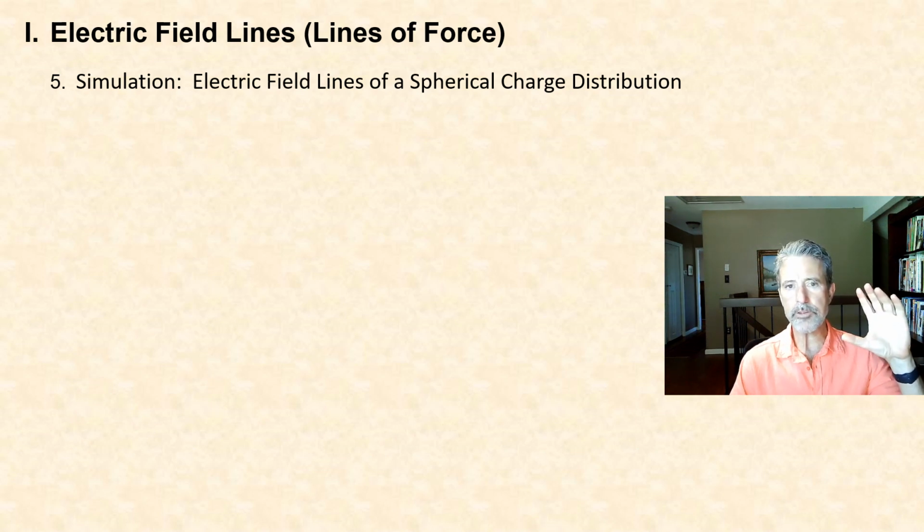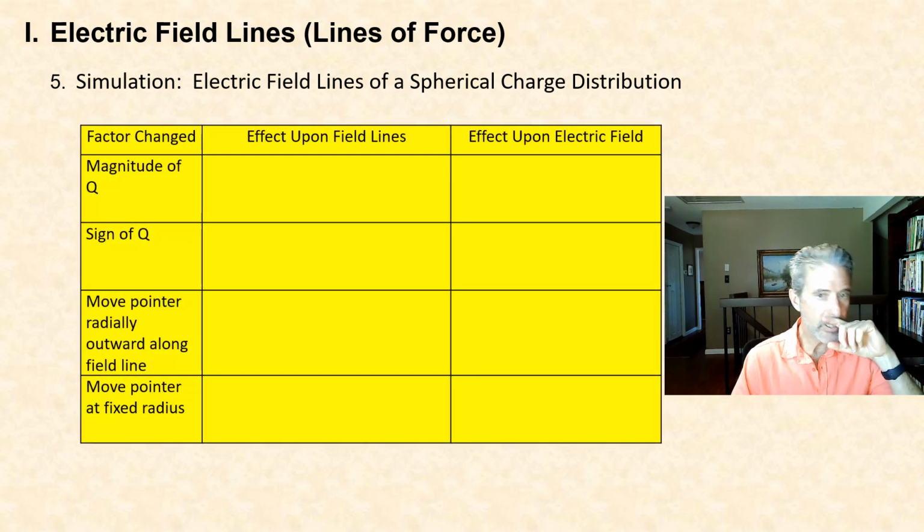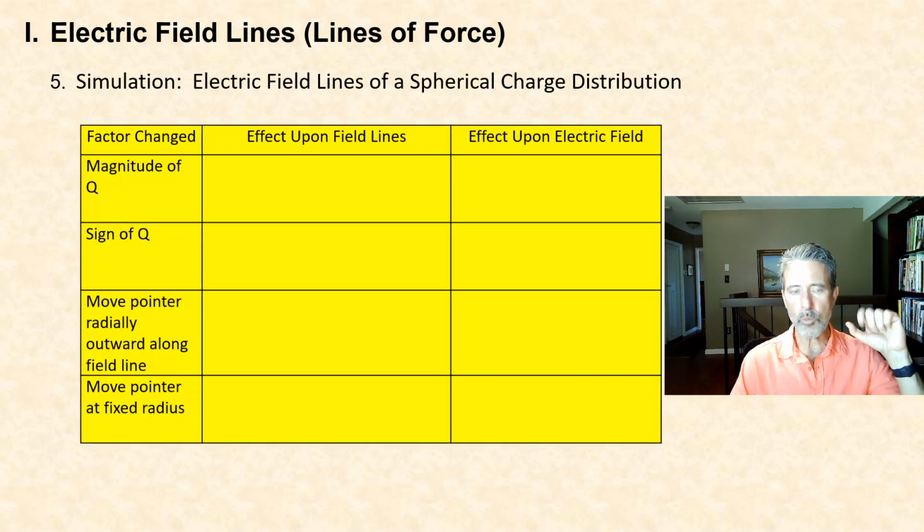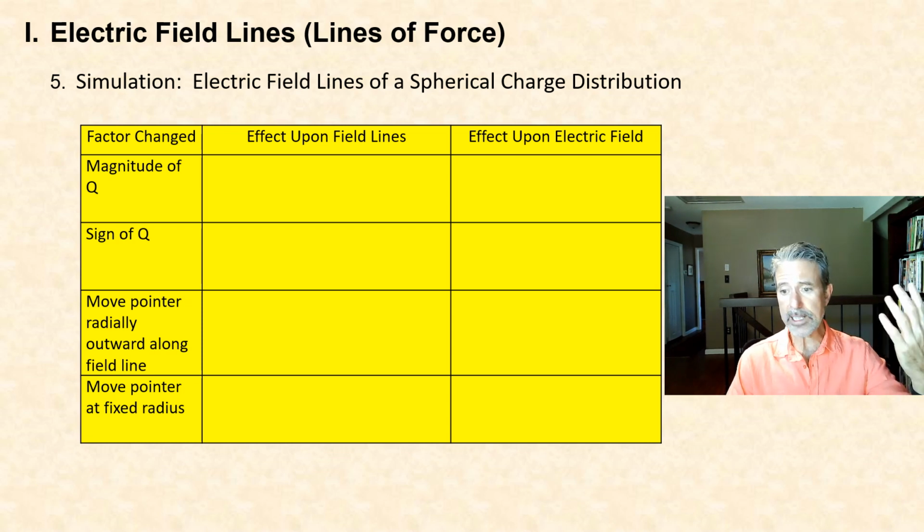So let's very briefly review some of the main features or conclusions from the two simulations that we just witnessed. We'll look at how certain changes we made in the simulation will affect the field line model as well as the electric field vectors themselves. So starting with what happened when we changed the magnitude of the charge of our spherical charge distribution, what effect did this have upon our field line model?